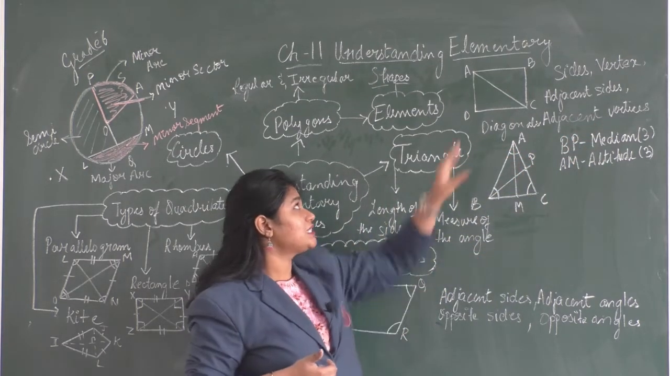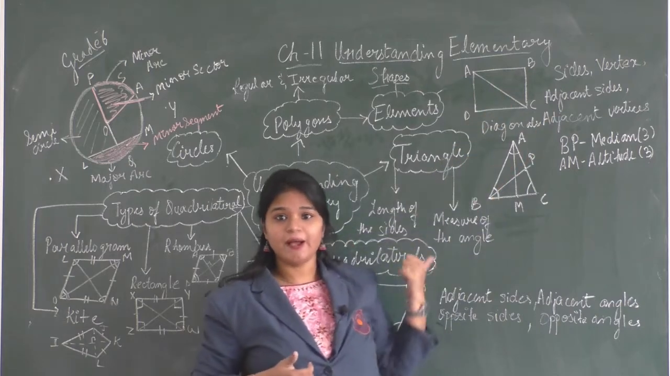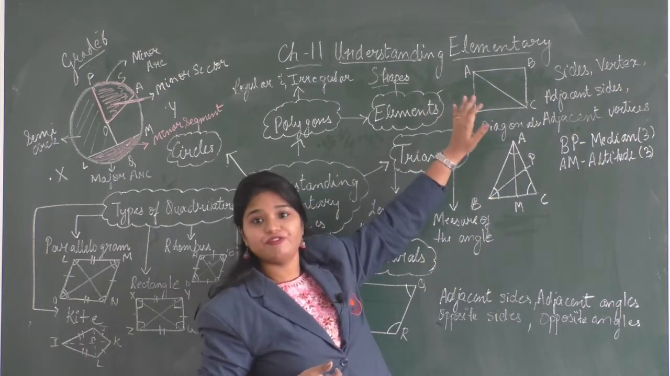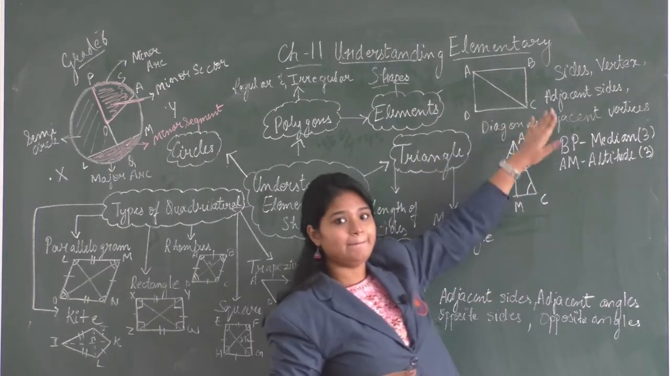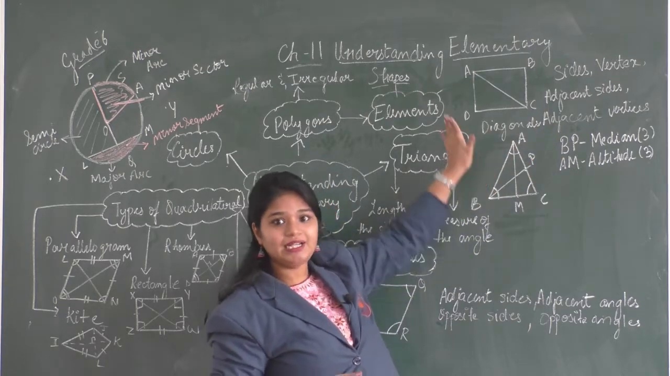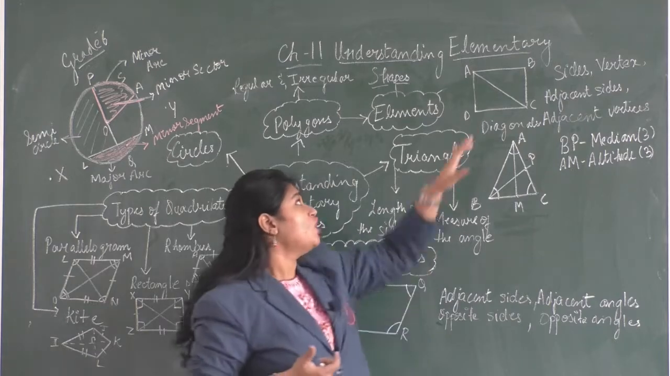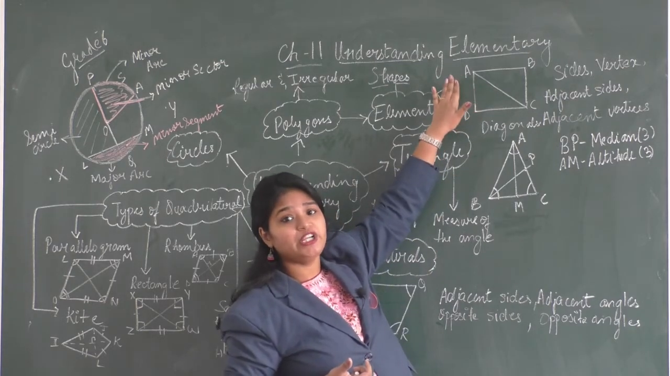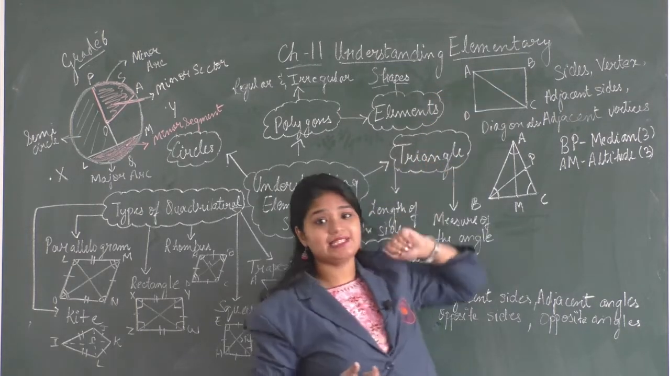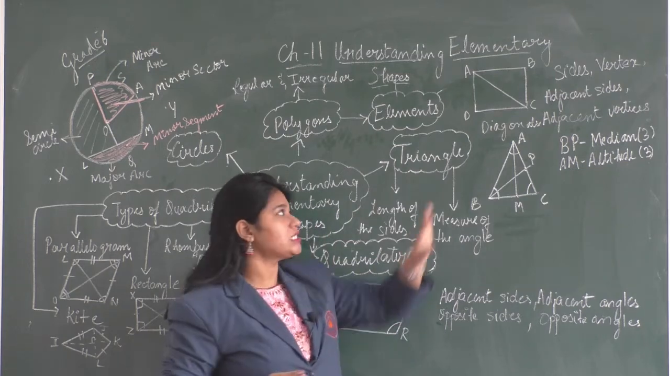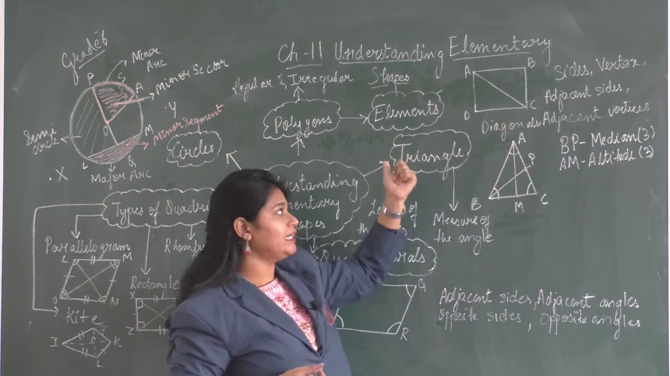Now what are sides? Sides are the line segments of the polygon. So here we have 4 sides, AB, BC, CD and DA. What are vertex or vertices? A vertex is the common point which joins two line segments. So here we have 4 vertices, A, B, C and D.